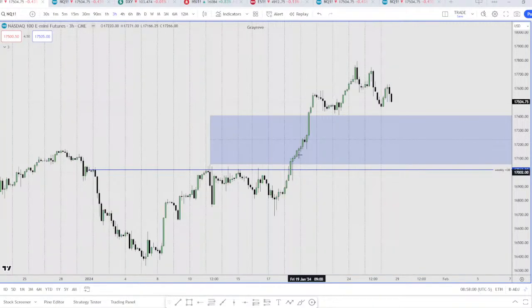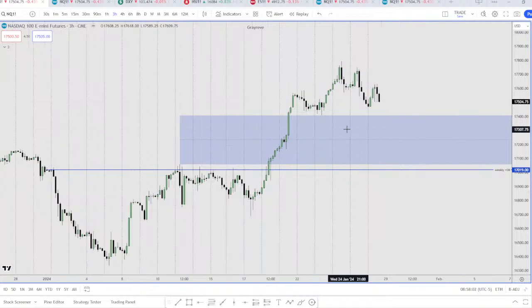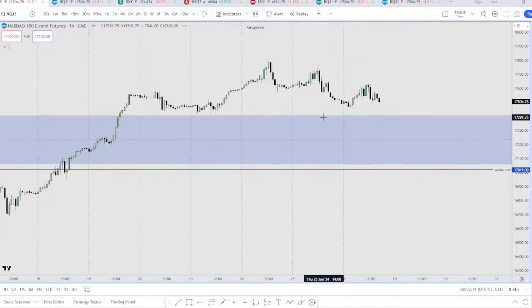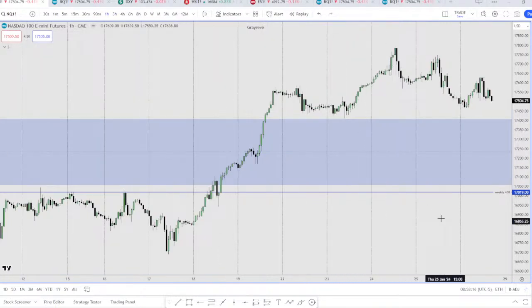So yeah, we'll have to see where we open next week. It's really hard to tell for now, except for this low here. This week's Tuesday low will be the next strong liquidity, and let's try to break it down. How are we gonna get there?